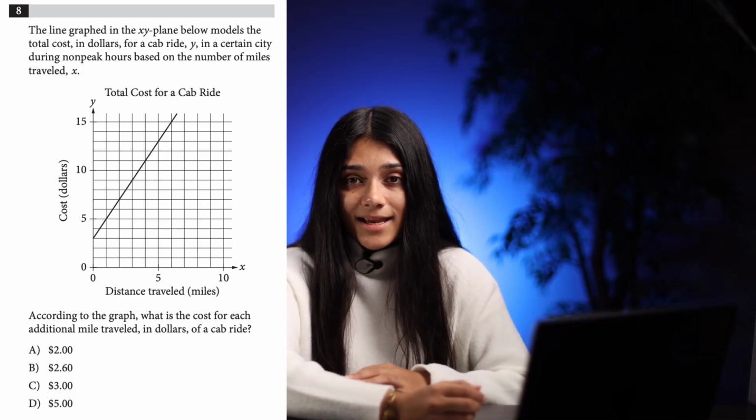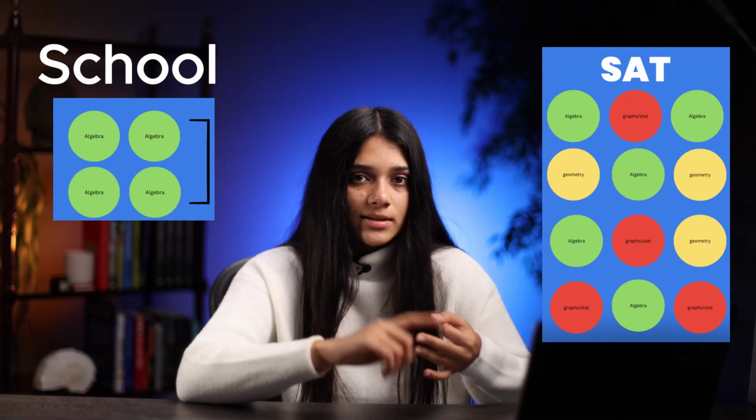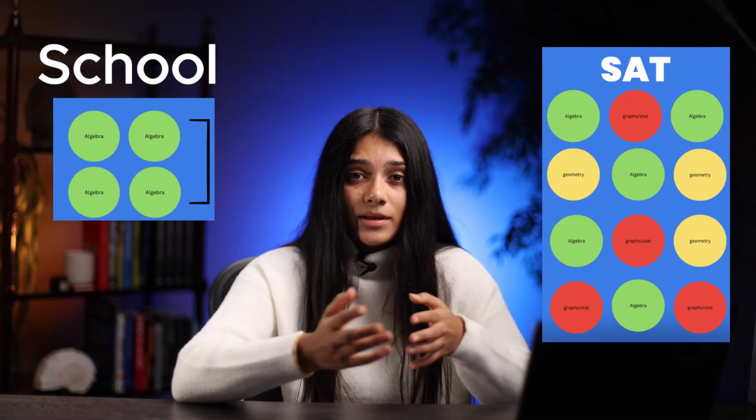Okay, so then what is the second type of practice you need to be doing? Well, you know how in school you're only really tested on one topic at a time. So let's say you learned about quadratics. Now your test is probably only going to be on quadratics. Well, on the SAT, you're tested on a variety of topics, right? We're tested on algebra, geometry, statistics, all these different topics. This means that the exam is something called cumulative.